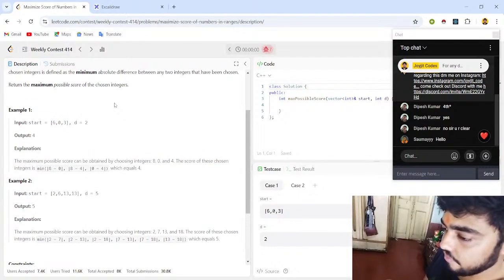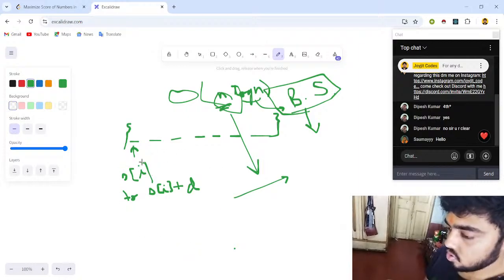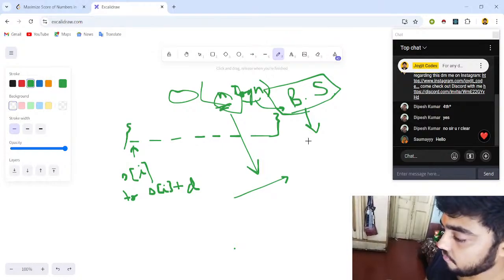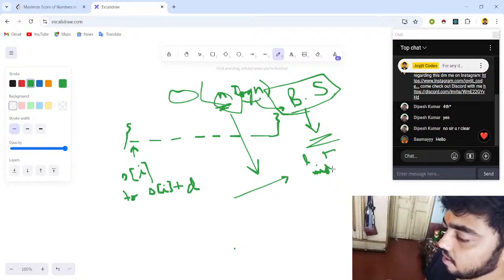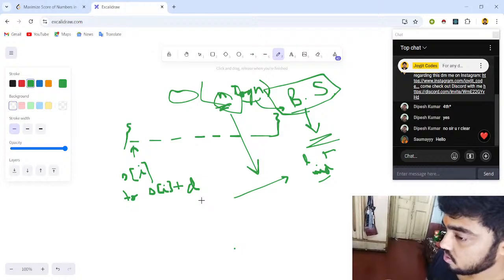So now, since we have the freedom to make this value in this range, first of all, we have to find by binary search the value of mid. In binary search there is basically L, R and mid, right? So you have to find the value of mid, and whatever the value of mid is, you have to find whether it is possible to make a minimum difference of mid between all the elements or not. Okay, so whether the minimum difference is mid or not.